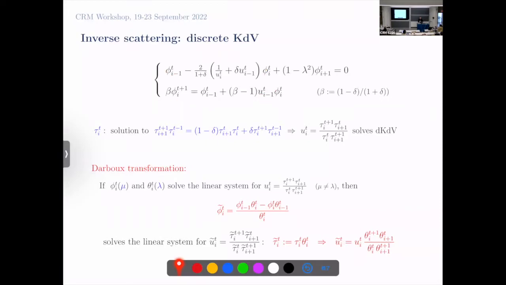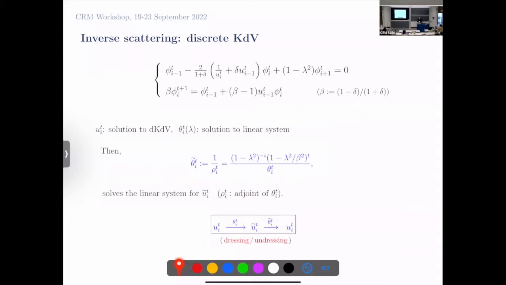Now, the transformations look complicated. It has a nice form, but the transformation of the tau function is absolutely trivial. Transformation of the tau function is simply multiply the tau function by the eigenfunction you chose. And that's a very neat feature of the Darboux transformation in the continuous and in the discrete world, because it tells you that the transformation is actually the same for both discrete and continuous. So this is the Darboux transformation.